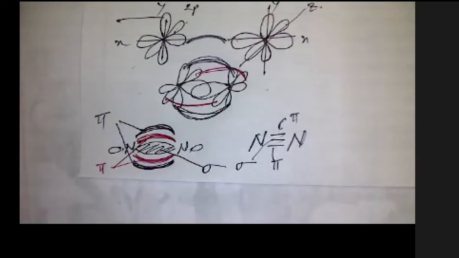Can a pi bond be formed by itself? No. Only one pi bond cannot be formed. Unless a sigma bond is formed, pi bond cannot be formed. Understood? So this thing, you'll remember it. Is it clear?